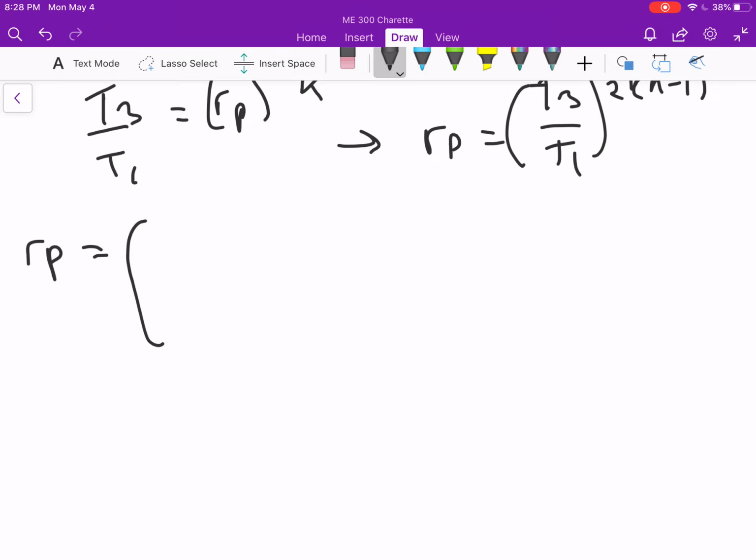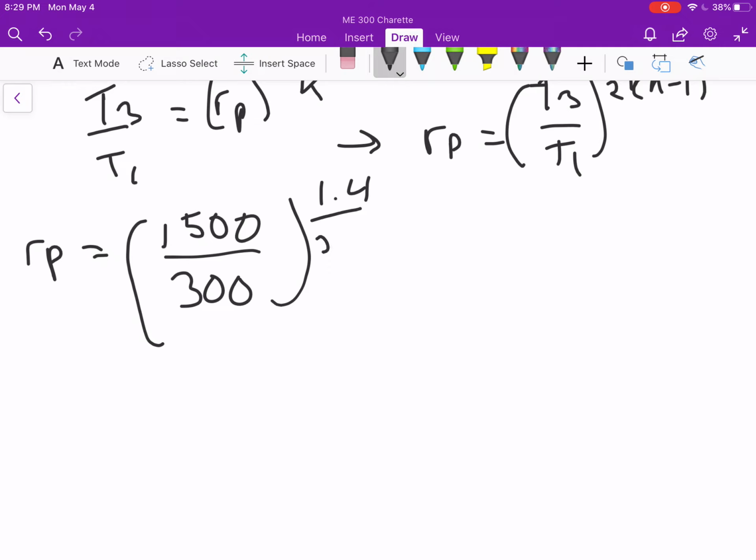Now we can substitute in our values, and we know that T3 is going to be 1500 Kelvin all over T1, which is going to be 300 Kelvin, raised to the specific heat ratio of 1.4 divided by 2 times 1.4 minus 1. When we calculate that all out, we get the pressure ratio when the compressor and turbine exit temperatures of air are equal is equal to 16.718.